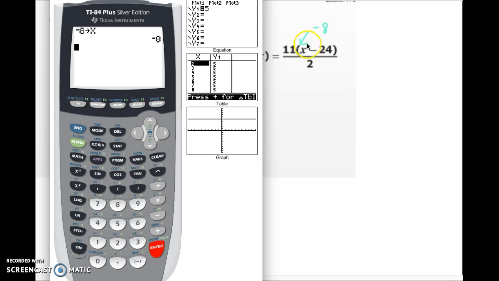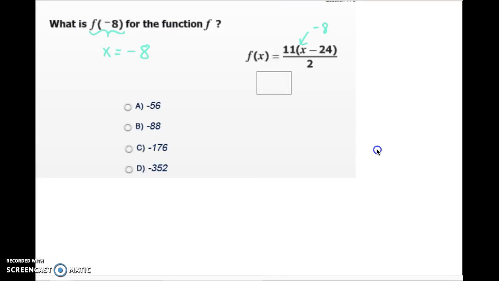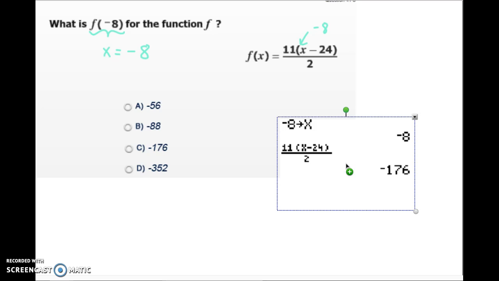So once I have that, I'm going to plug this part in exactly how I see it. So I'm going to hit alpha y equals and have 11x minus 24 over a 2. And we get a negative 176. And that would be your final answer.